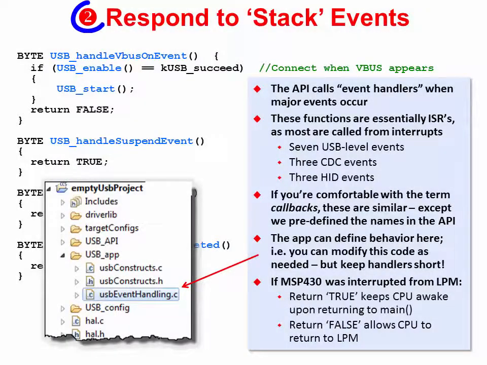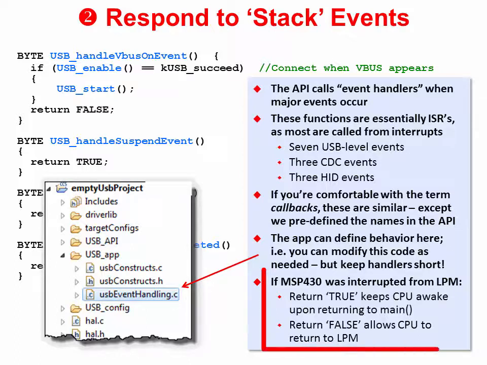Another way we can interact with the USB stack is to add code to the event handlers. One big advantage of using these handlers is that because they're mostly kicked off by interrupts managed by the stack, they'll wake up your CPU if you put it into a low power mode. The disadvantage is that because they're run from an interrupt service routine, we don't want to do a lot of heavy processing in the event handlers.